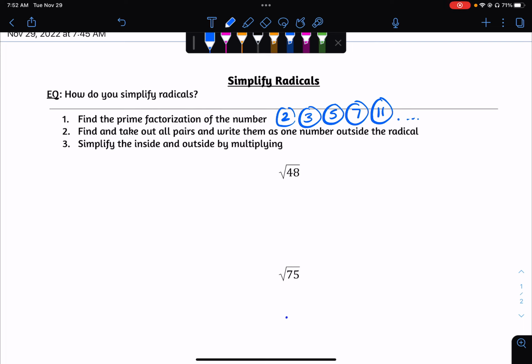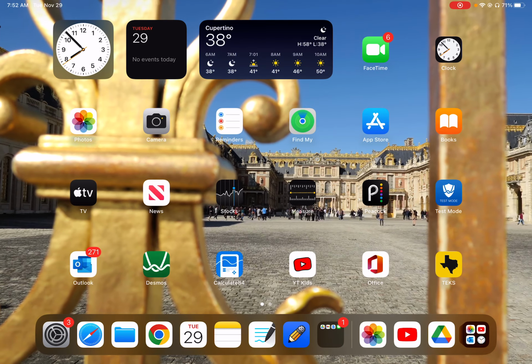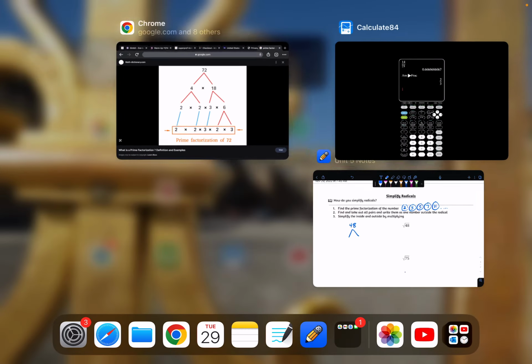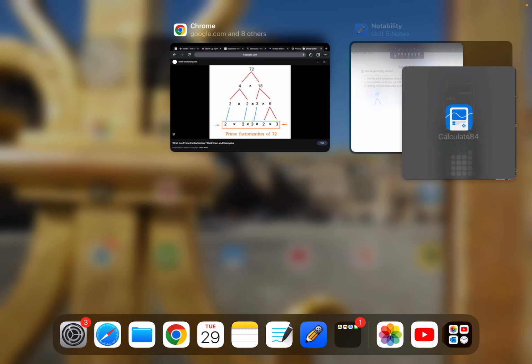So we need to take out all our prime factors. Here's what we're going to do. This 48, I need to break it down into as many prime factors as I can. So basically what I want to know is what are all the numbers that multiply and give me 48. Let's just do this easy. The way I like to do it is to start with easy stuff. So let me bring up my calculator real quick.